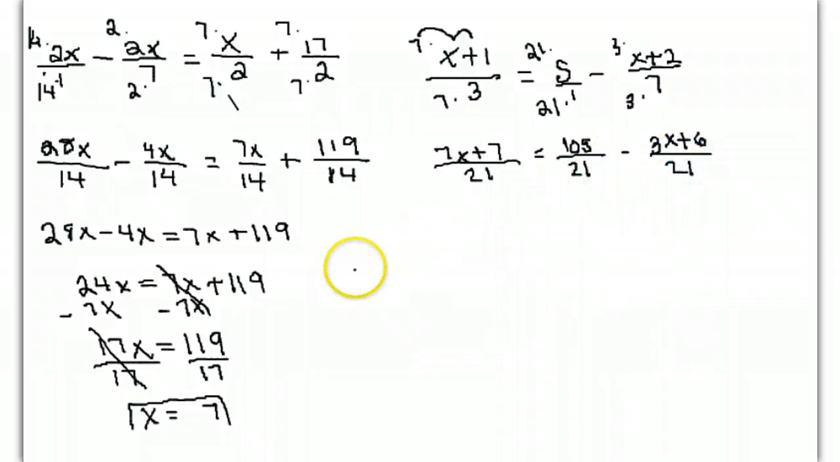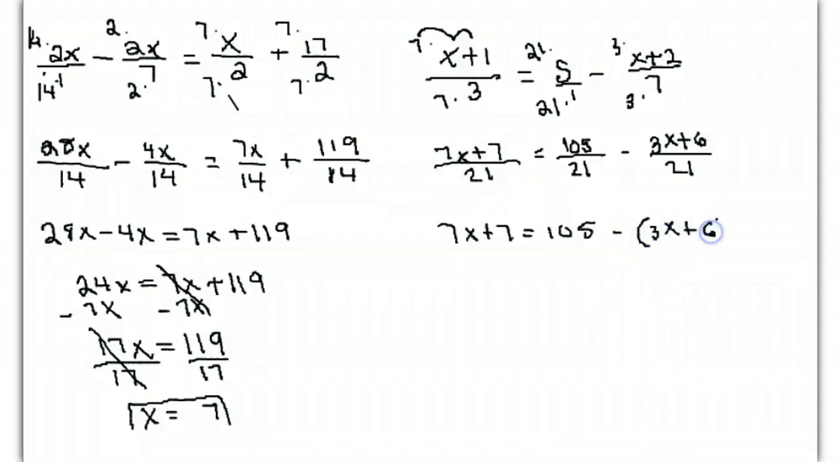So everybody with me with this second step? Okay, we gotta wait. All the bottoms are 21. So what does that mean if all the bottoms are the same? You can erase them. So next you're just gonna have 7x plus 7 equal 105 minus, and if you got a negative in between two fractions, you got to put a parentheses on the right side. So it's going to be 3x plus 6, because that negative has to distribute through the right side. Has to bunny hop through the right side.